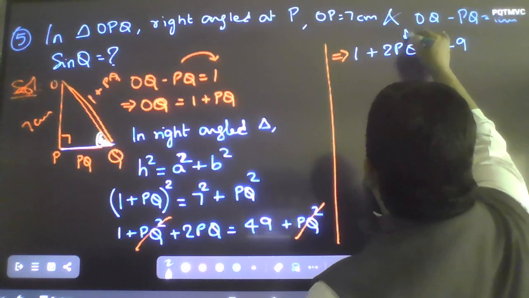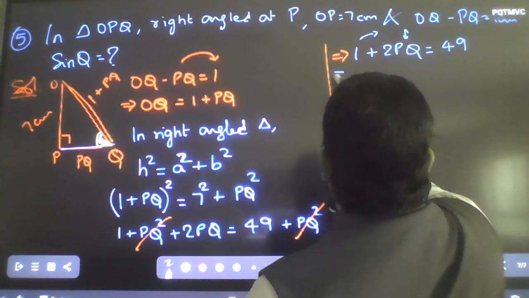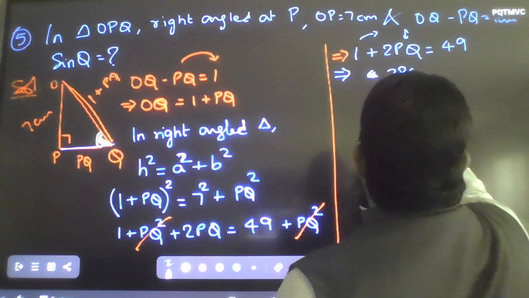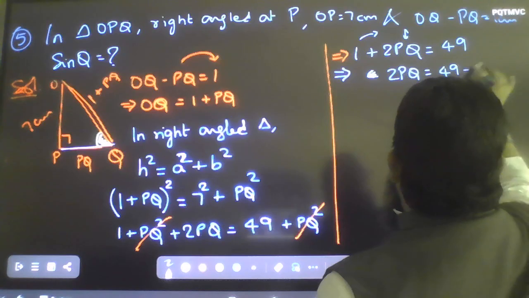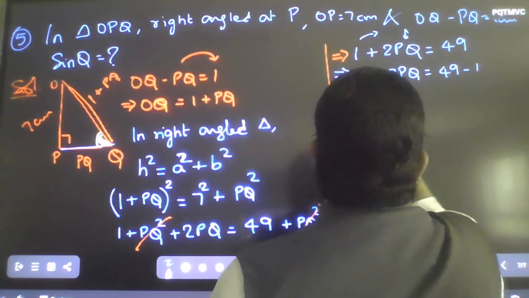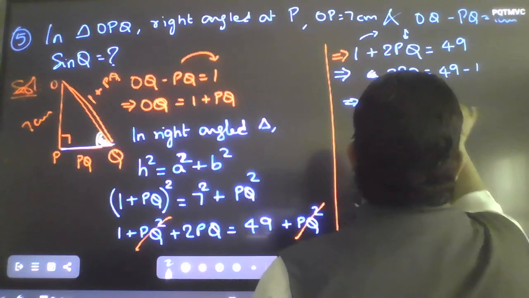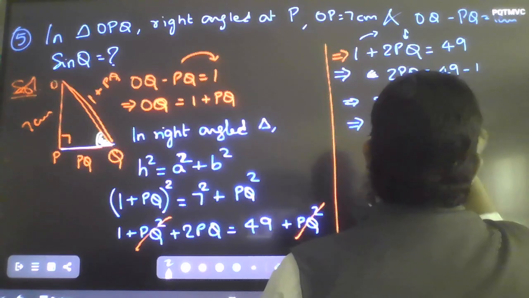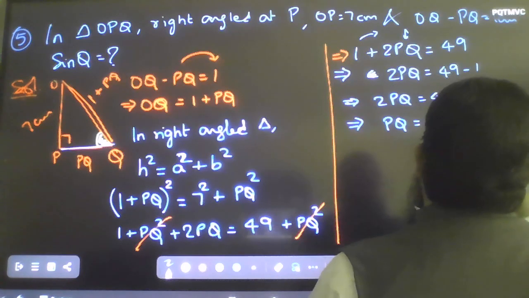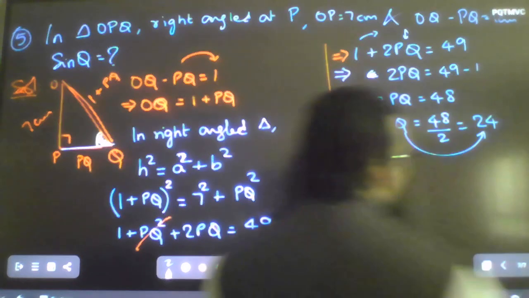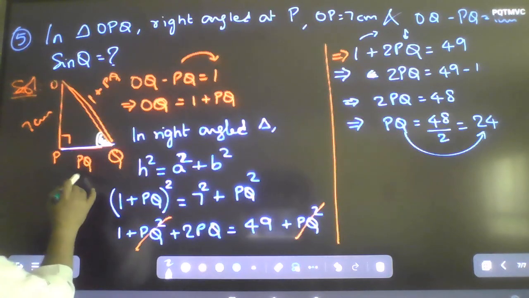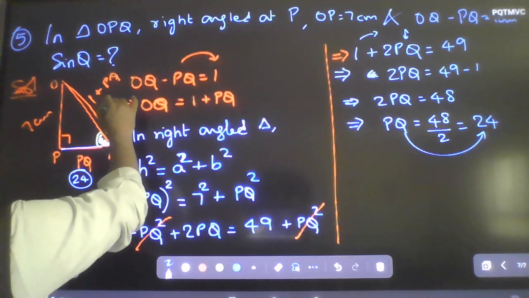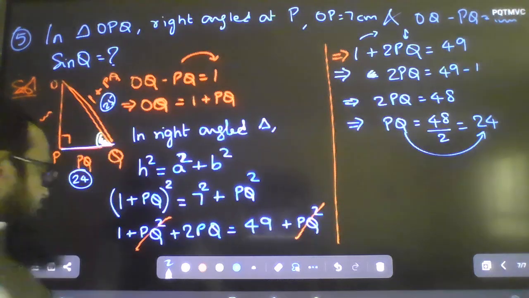Now you have to find PQ. Transpose 1 to the other side. It will become 2PQ equals 49 minus 1. That implies 2PQ equals 48. So PQ is equal to 48 divided by 2, that is equal to 24. You got PQ is equal to 24. So this will be 24 and the hypotenuse will be 24 plus 1, 25. Now you got it? It's very simple.